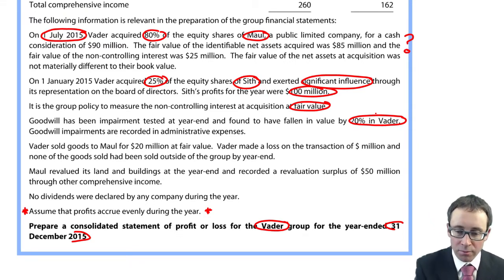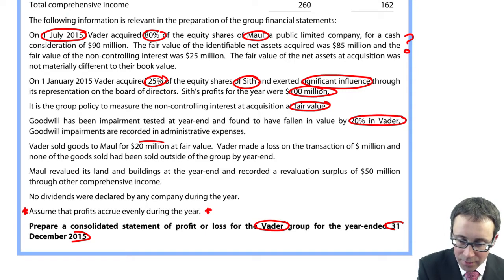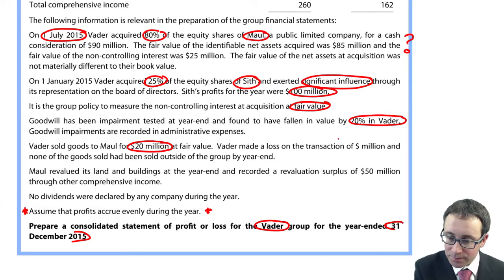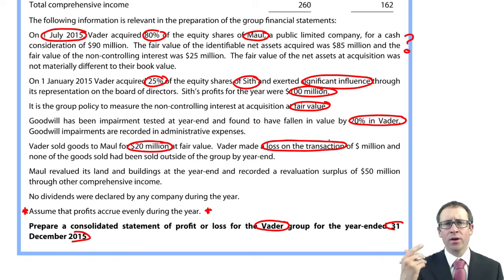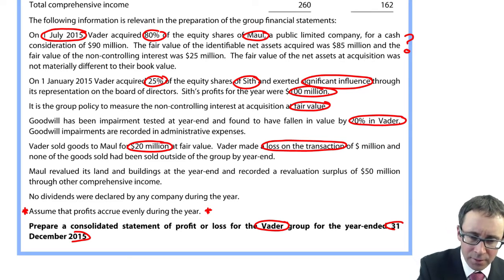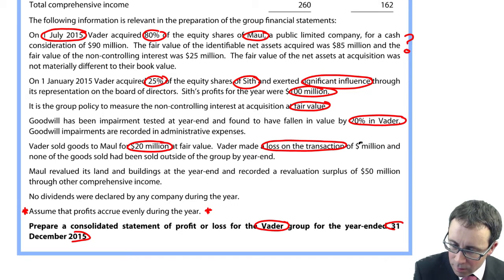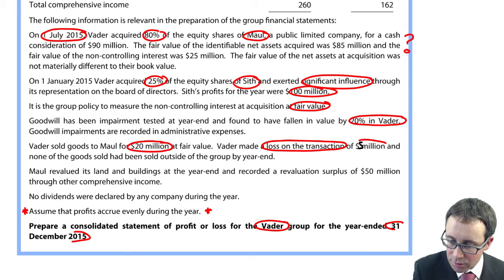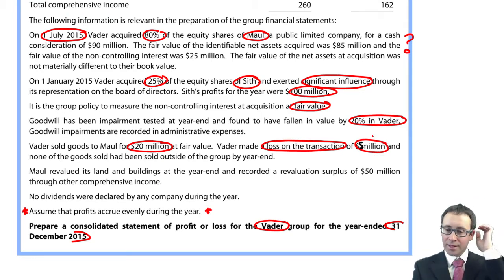It says Vader sold goods to Moore for 20 million. So we need to go through there and put in those intragroup sales. And we've made a loss on the transaction. Okay. I will update the note to make sure that that figure appears of what that loss actually is. And none of the goods have been sold outside of the group by the year end. Okay. So I think it should be there. Correct me if I'm wrong. Is it of 5 million? Okay. So we made a loss of 5 million.